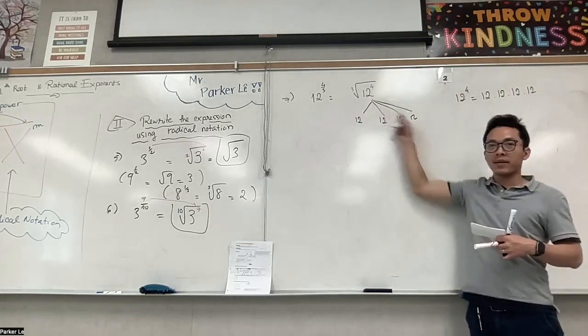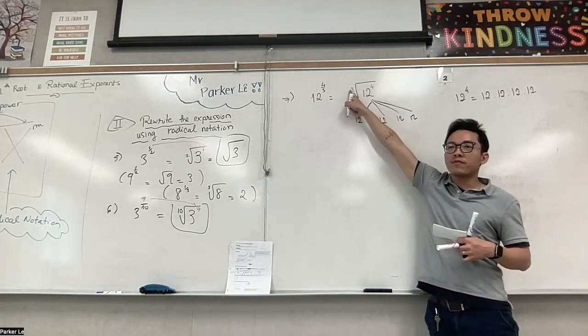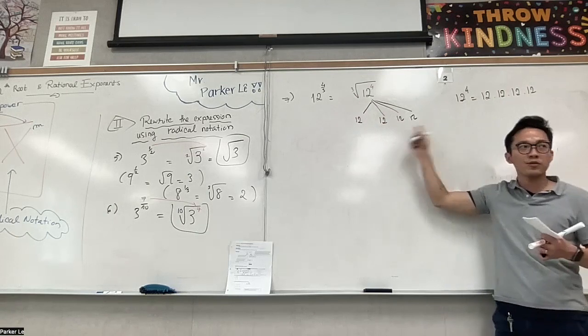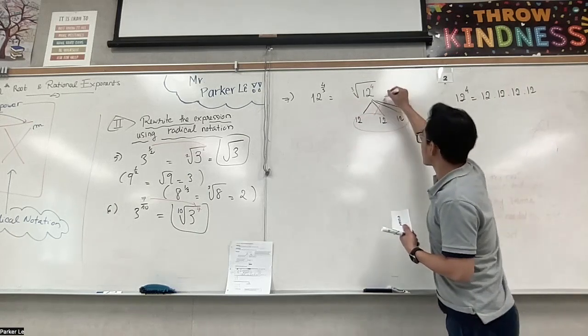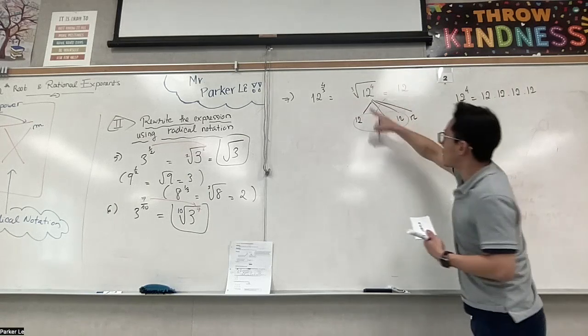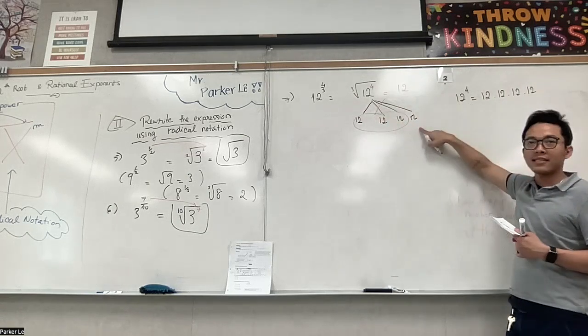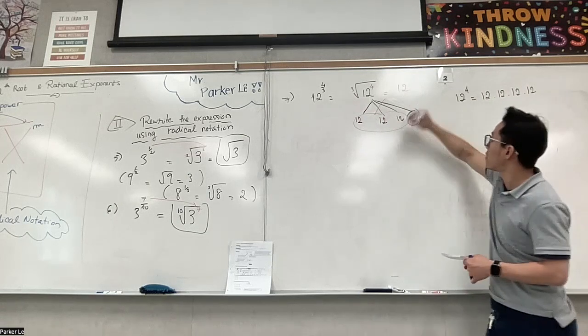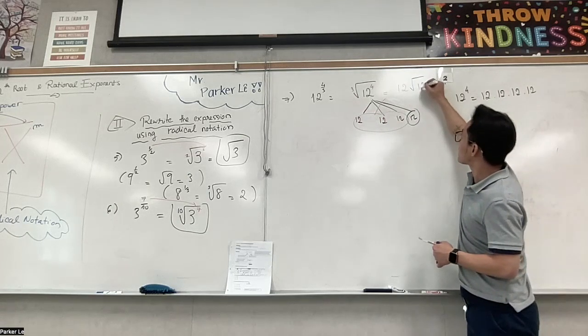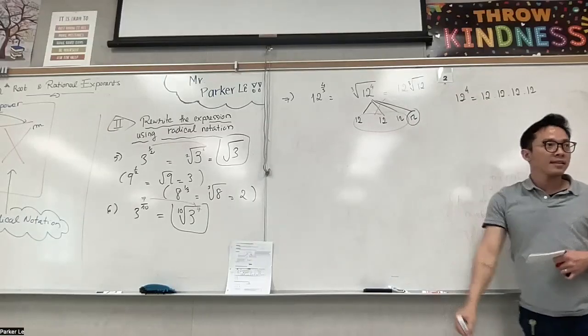So that's why I just break it down. How many same numbers am I looking for again? 3. Do I have enough 3? Yes. So 3 of them are going to go out. So I have 12 going out of the cube root. Do I have anything inside? Yeah, I have a leftover 12. So 12 is going to stay inside the cube root like this.